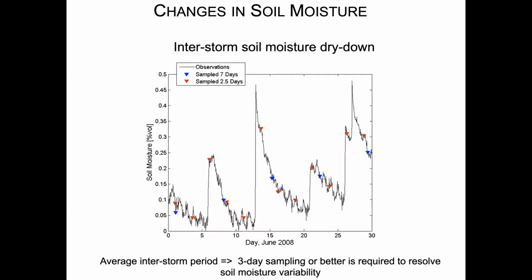But this is just a chart to show that if you sample, the black line is continuous measurements of soil moisture. The blue inverted triangle is sampling soil moisture every 7 days, and the red inverted triangles is sampling of soil moisture every 2.5 days. So you see what happens is you've got these rain events, and so you've got a sudden increase in soil moisture, and then there's these dry down periods, right?